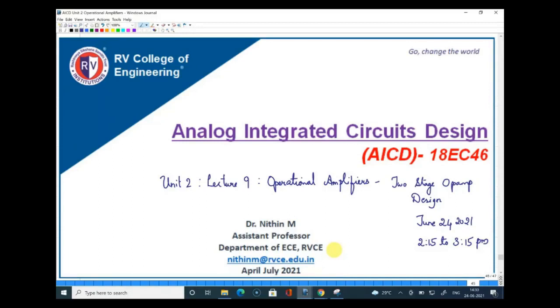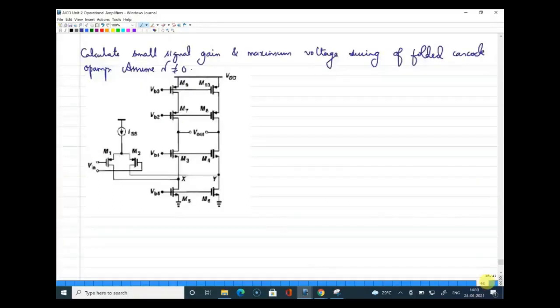Before looking at the design of a two-stage op-amp, we'll quickly see one numerical on this. So the question is, calculate the small signal gain and maximum voltage swing of a folded cascode op-amp. Assume that gamma, the body effect coefficient, is also not equal to 0.